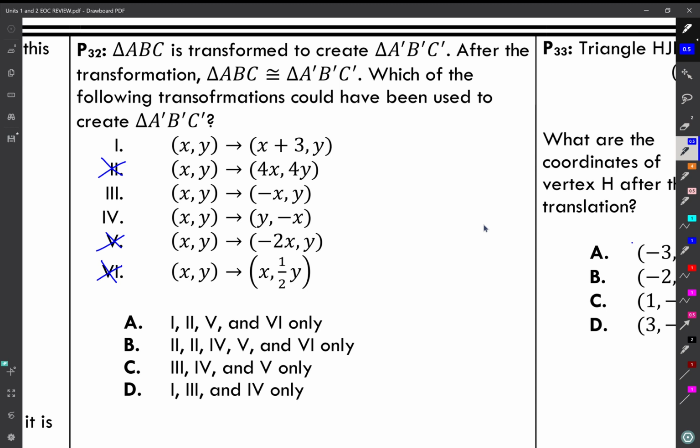Now, this adding 3 just means I'm translating. That's cool. Now, this is going to be a reflection, so that's cool. This is going to be a reflection as well, or this is going to be a rotation, I believe. Yes, so that's going to work. That works, and then that works. So 1, 3, and 5 only would be D.